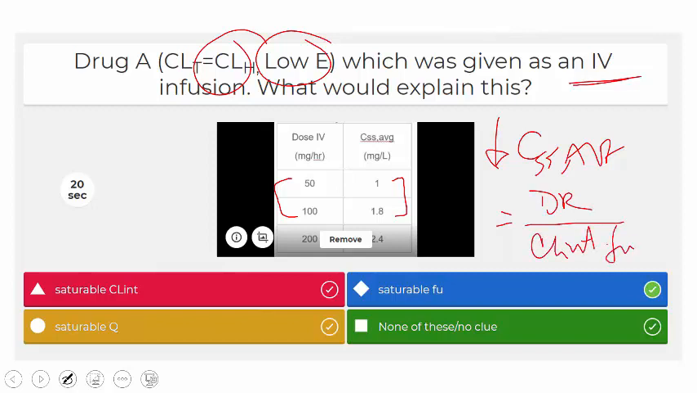Since this is a low E drug, if we saturate the enzymes, that's going to cause a decrease in intrinsic clearance, which would increase CSS average, so that's not it. But binding, we're going to see an increase in fraction unbound, which would decrease CSS average. So in this case, it's saturable fraction unbound. Remember, we can cross that out right away. Saturable intrinsic clearance would have caused this number to be larger than 2. And it's smaller than 2, so it's not saturable intrinsic clearance.